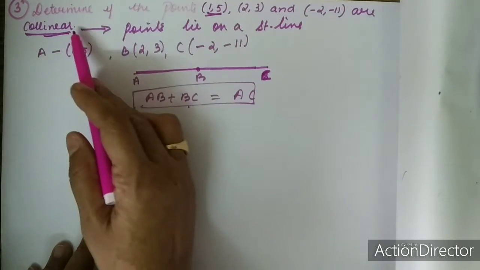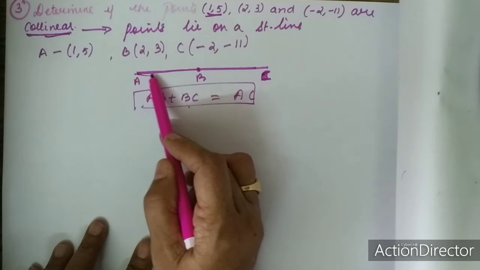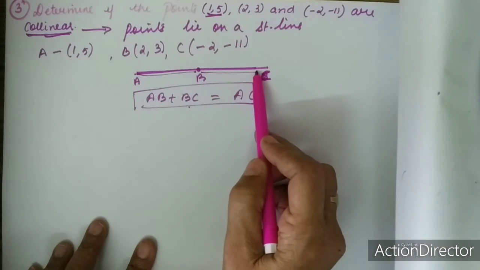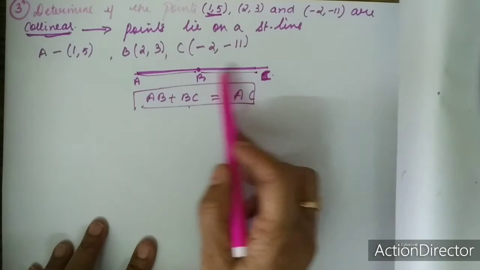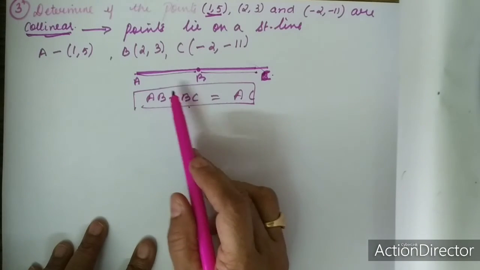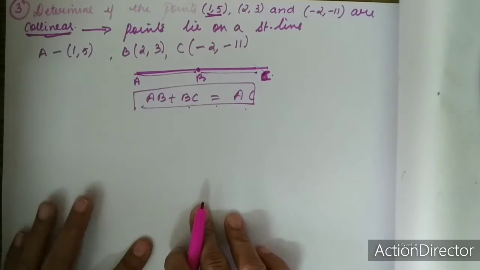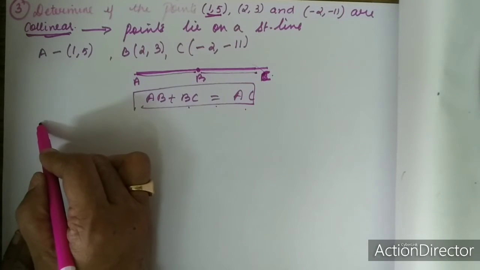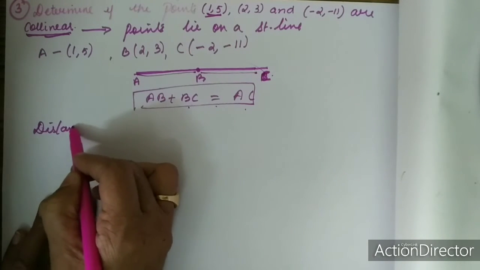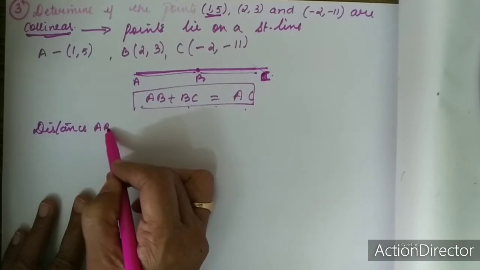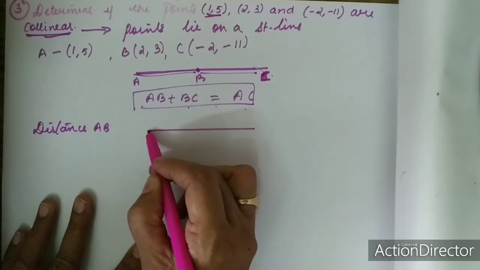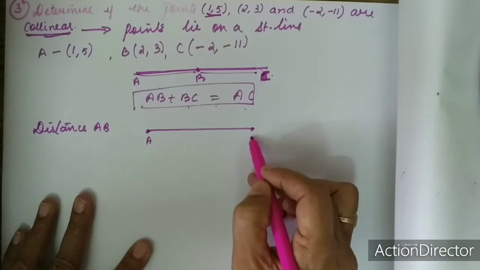So for proving it to be collinear, we have to prove that the distance of AB plus the distance of BC, what is the total distance now? The total distance is AC. So AB plus BC should be equal to AC. So let us use the distance formula now. First you find the distance of AB. So immediately draw the line like this so that it will be easy for you.